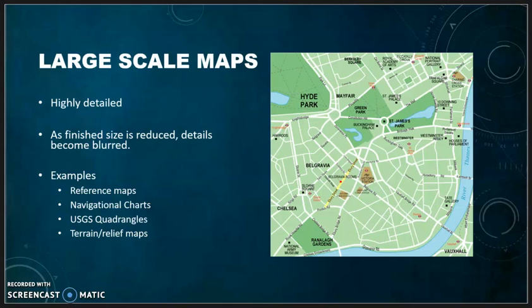As finished size is reduced, details become blurred. The examples that we have are reference maps, navigational charts, USGS quadrangles, and terrain relief maps. So this concept sometimes is hard to grasp because it's kind of the opposite of what you would think. You would think that a smaller area would be a small scale, but in fact, it's quite the opposite. That large scale means that we're getting more detail.